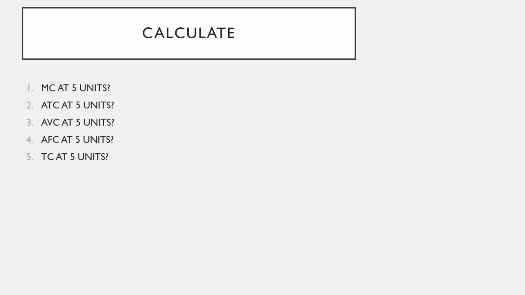For your practice, I have given you some questions and you need to solve them exactly the way I just solved the previous questions on per unit cost. So here you need to answer what is marginal cost, average total cost, average variable cost, average fixed cost, and total cost at 5 units. So practice these questions and I hope you will be clear on these. And don't forget reading the book.